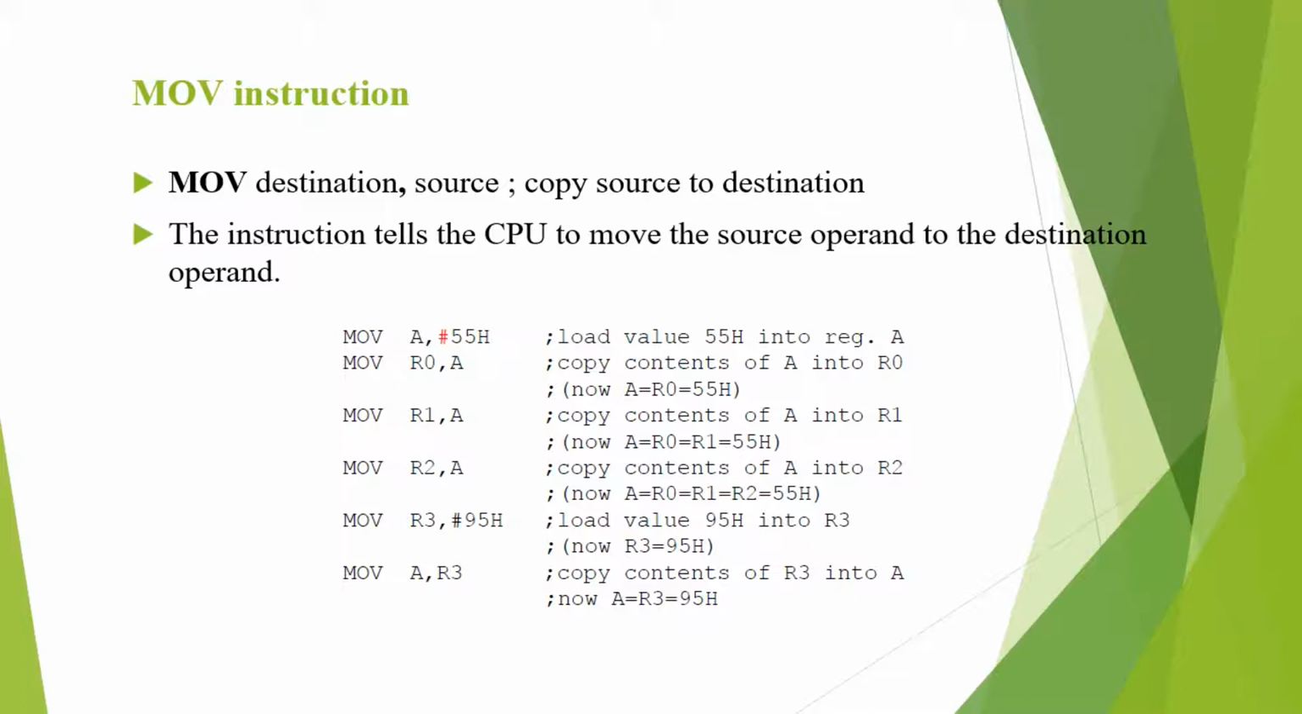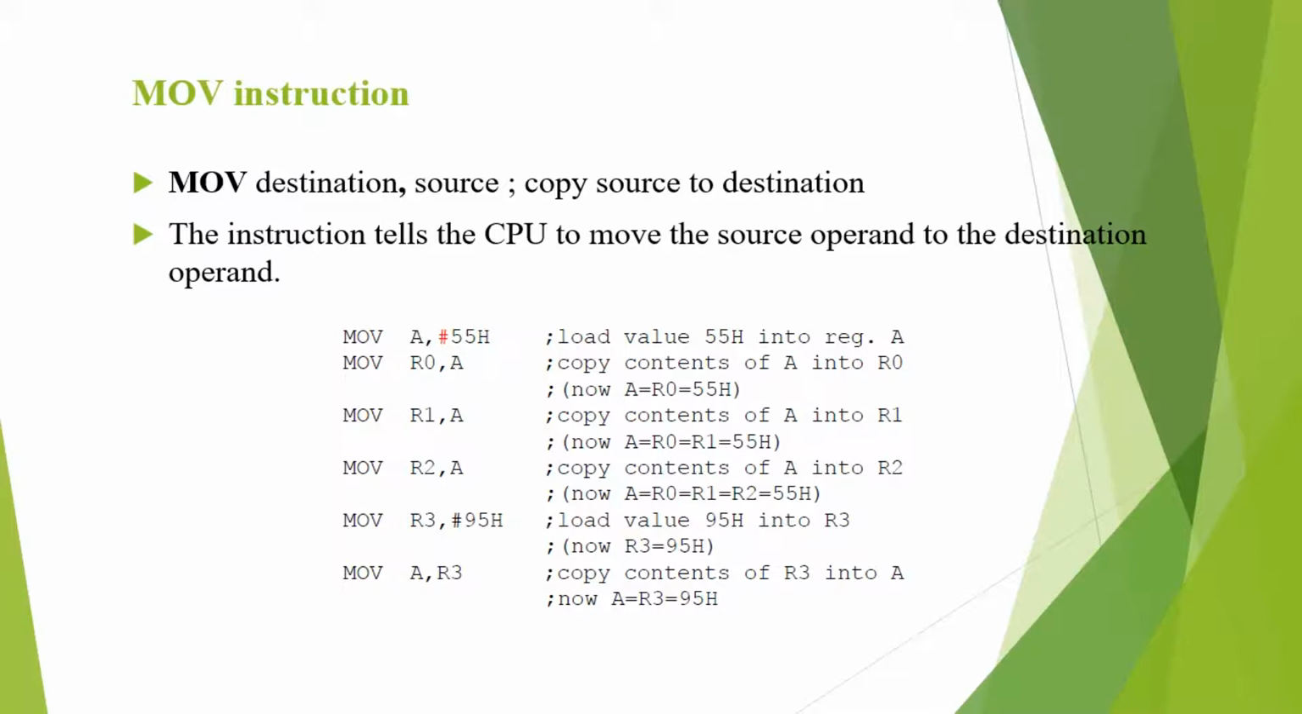Move A comma hash 55h. The hash symbol denotes a data value. So MOV A, #55h will load the value 55h to the accumulator A. That is, it will move, or copy, the value 55h to accumulator A.